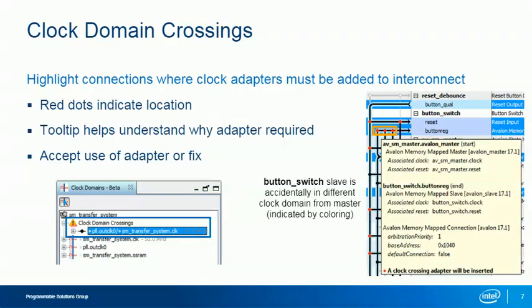You can choose to allow the adapter to be inserted, or you can make adjustments to the design to avoid its creation. In the example shown here, the slave interface, named buttonReg, is part of a component that is controlled by a clock that is different from the clock used for the master interface, named Avalon master. Again, this may be okay for the design, but if timing issues are found in the clock domain crossing, using the same clock for both the master and slave may fix the issue.